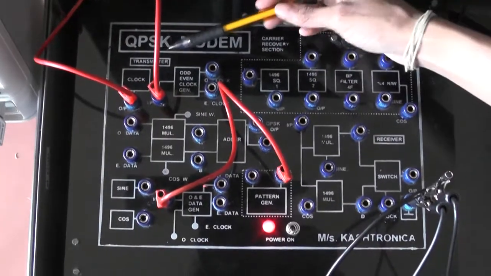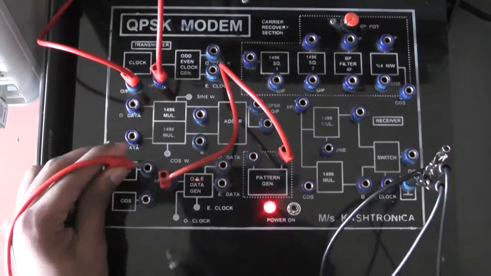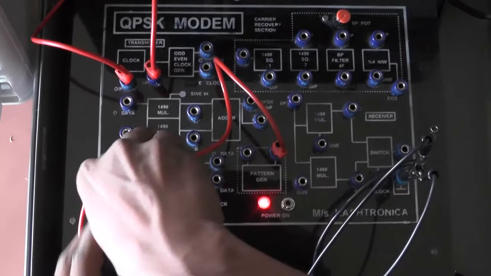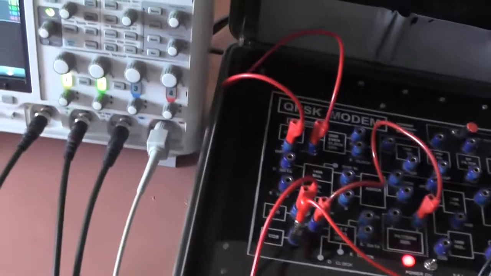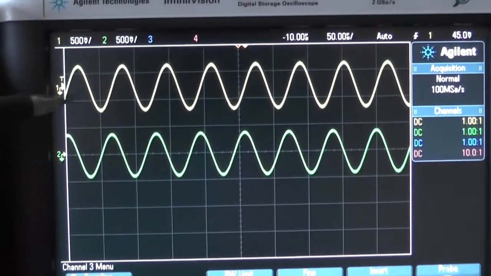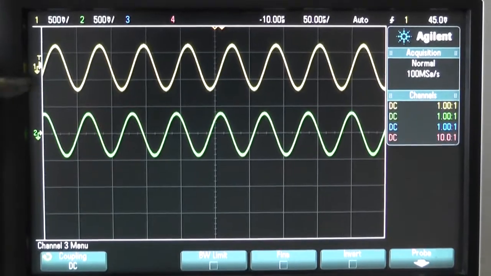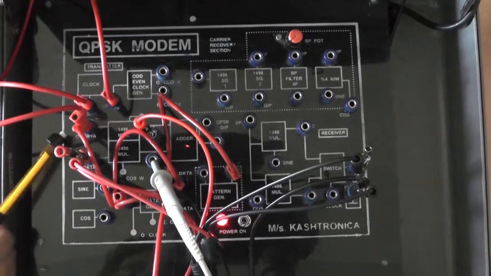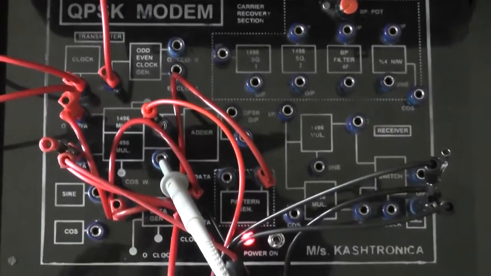Now after checking the clock and the pattern generator output, we'll check the sine carrier and cosine carrier. Here we have the sine and cosine waves respectively, with measured frequency and amplitude. Now we'll give the odd and even data generated to the input of the multipliers and check the outputs BPSK1 and BPSK2.